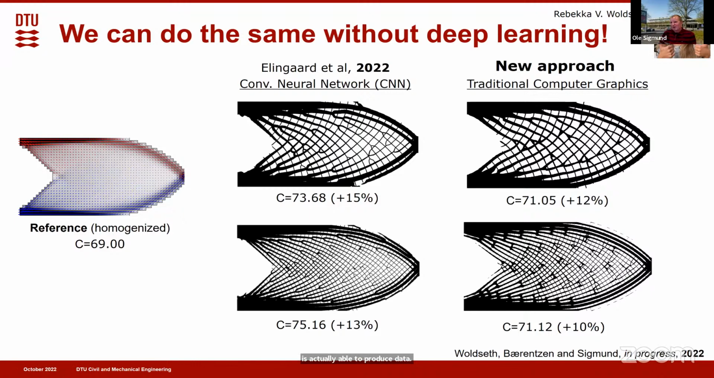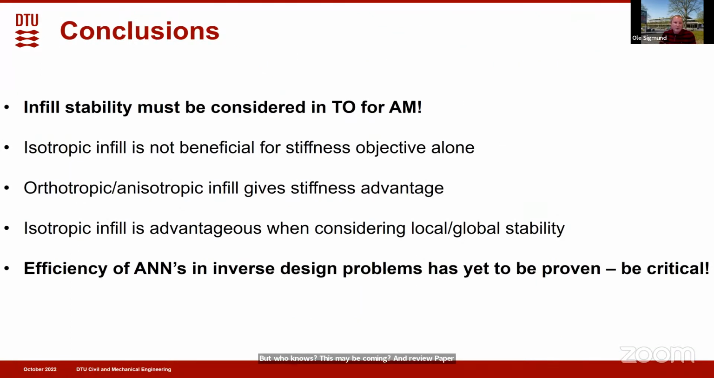So to be a little bit provocative, we must conclude that we have so far not really seen convincing uses of artificial intelligence in topology optimization. But who knows, this may be coming, and the review paper certainly has some ideas for that. So this brings me to the conclusions. Just 2 points I will emphasize here. Partly, I believe we need to consider the stability of the infill when we do topology optimization for multiscale structures. And I would say that the efficiency of artificial neural networks in inverse design problems has yet to be proven. And we urge both authors and readers to be critical when you look at the claimed results in this field.